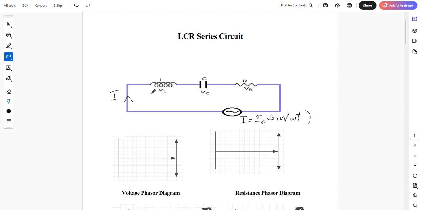Now here what is XL? XL will be equal to what? Omega L. What is XC? XC will be equal to what? 1 by omega C, and R is the resistance.